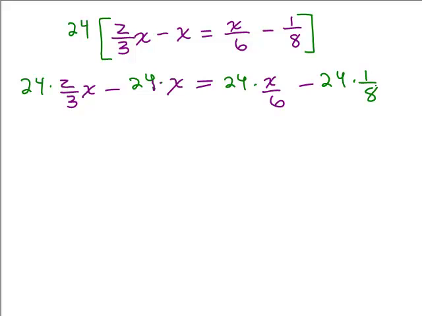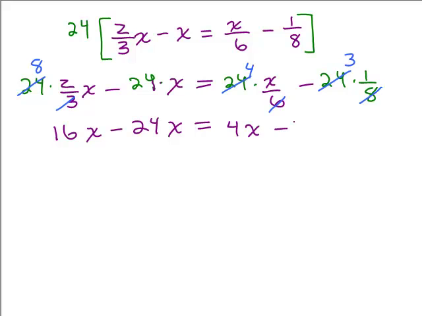Now some people can do this in their head, but I like to write it out so you can see what's going on. So let's see, 3 goes into 24, 8 times. There's no fraction here, so you can't cancel. 6 goes into 24, 4 times. And 8 goes into 24 3 times. Then we carefully go back and see what we get. We should get an equation without fractions. So 8 times 2x is 16x minus 24x equals 4x minus 3.